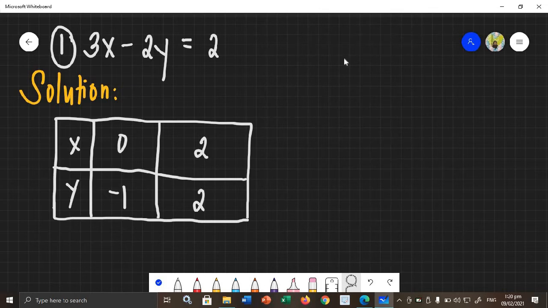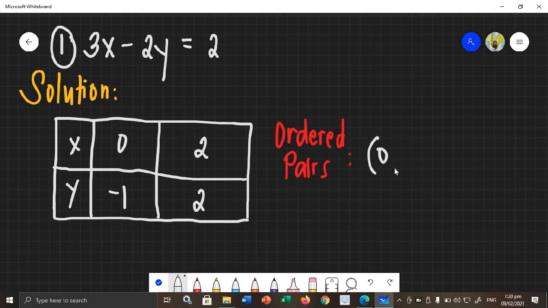Now, what we need to do is that we need to form ordered pairs using this table of values, no? So, we have these ordered pairs. Pagsasamahin nyo lang sila basically, no? Yung first na ordered pair natin is 0 and negative 1. And then, yung pangalawang ordered pair natin is 2, 2. And then, using these ordered pairs or using these points, we will now graph our linear equation.